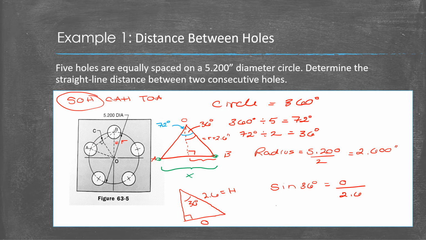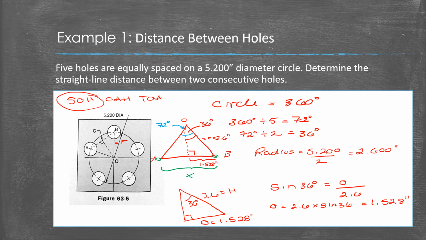When we rearrange, opposite is equal to 2.6 times the sine of 36. If you put that into your calculator, you should get 1.528 inches. Now remember, that's just part of it. Okay, so that's just one section of the triangle.